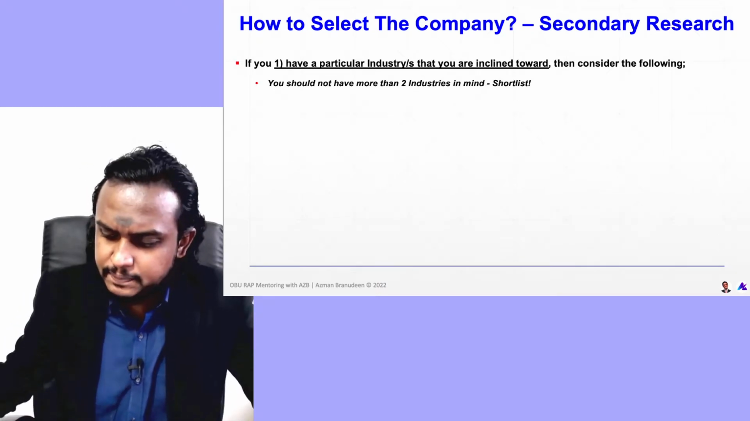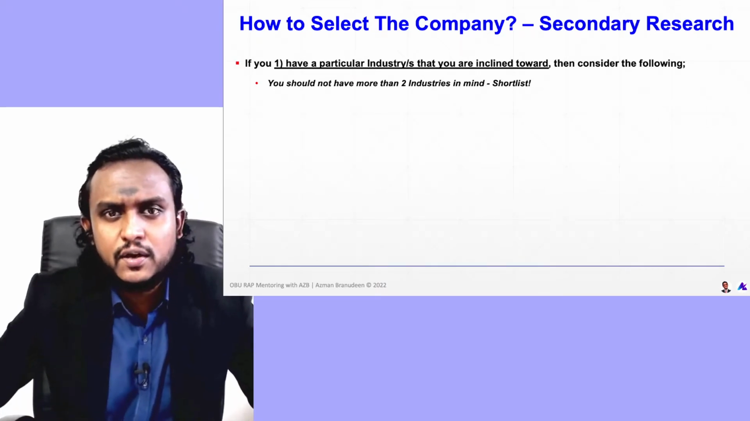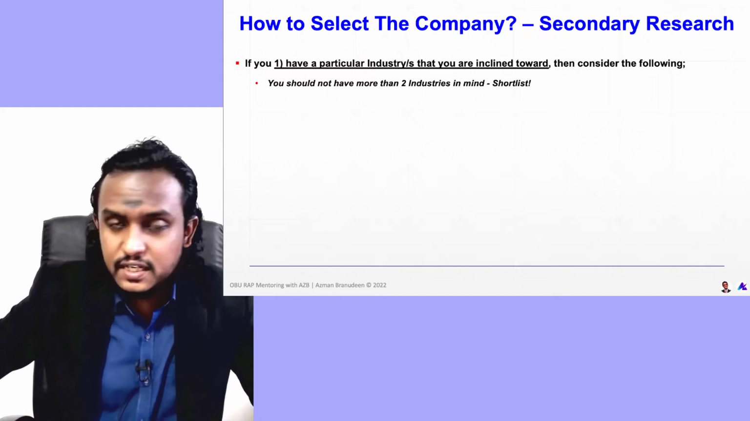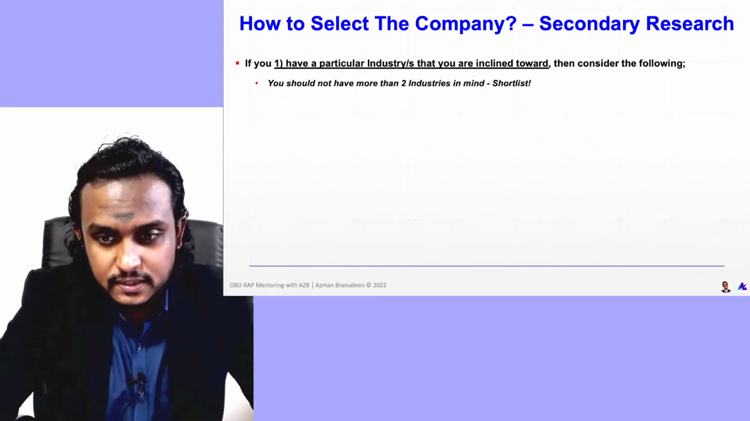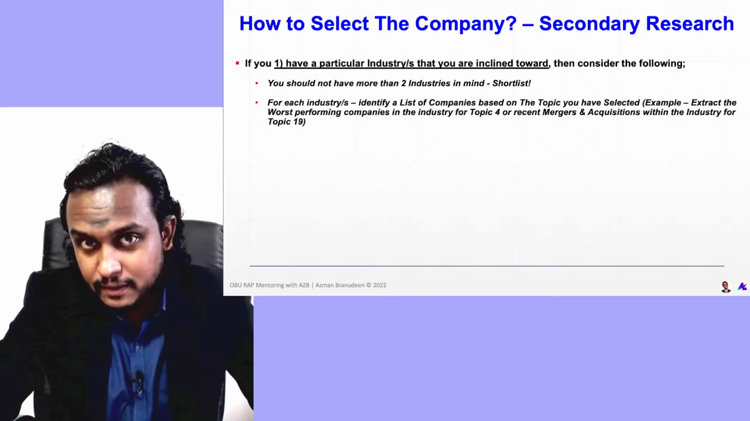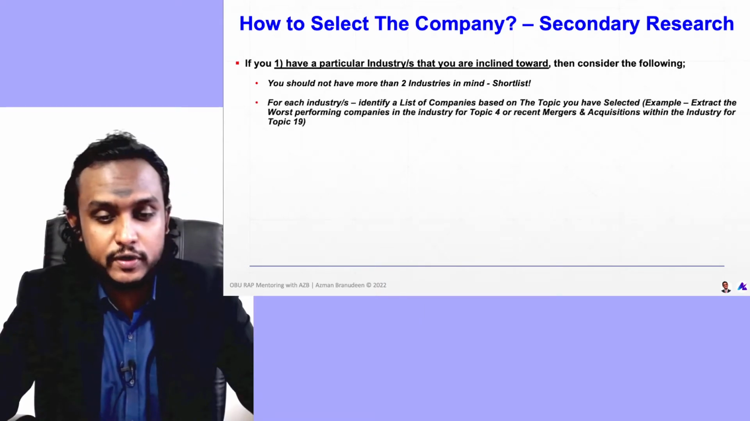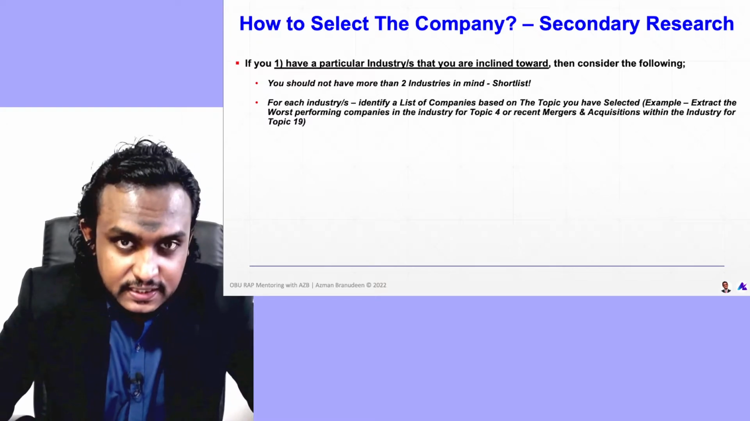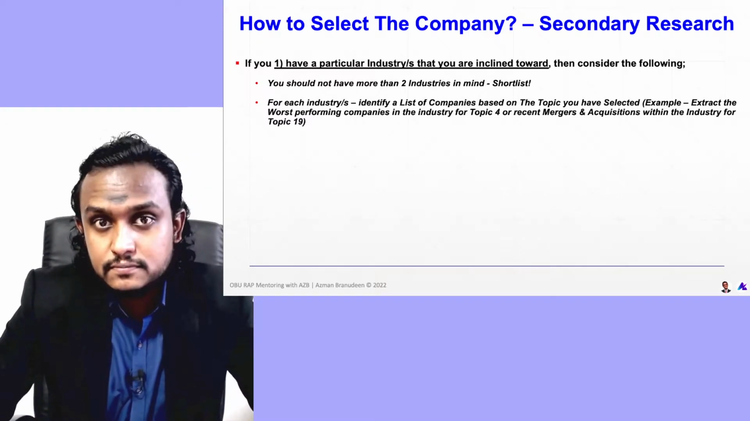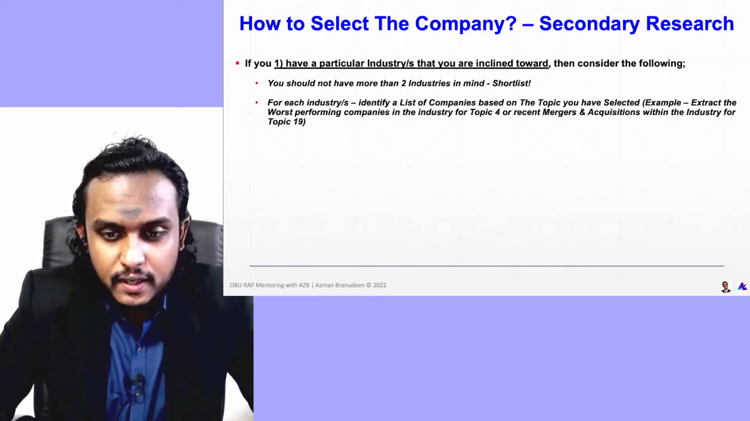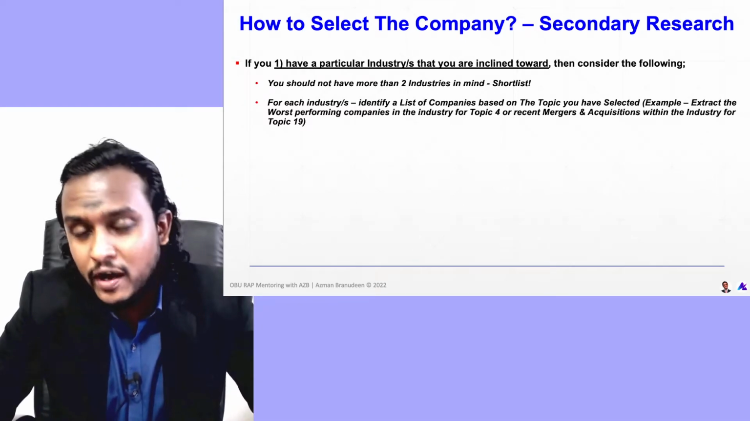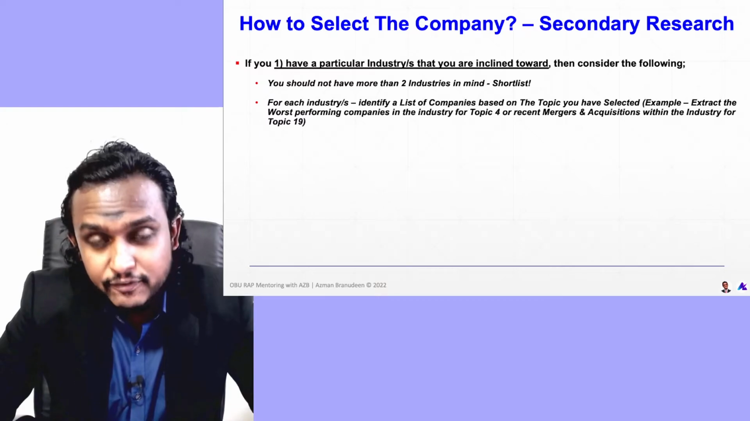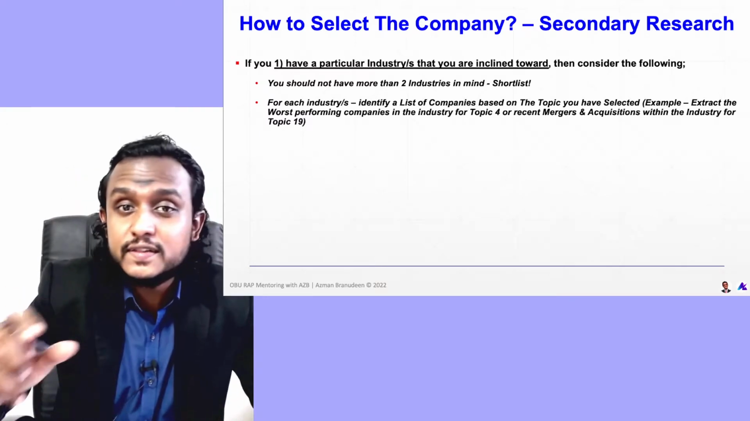The first step is to try and point down, or circle back, into a particular or a singular industry sector. So try and shortlist if you have multiple industries. If you don't, all good. Now for each of these industry sectors, or ideally one industry, identify a list of companies based on the topic you have selected.